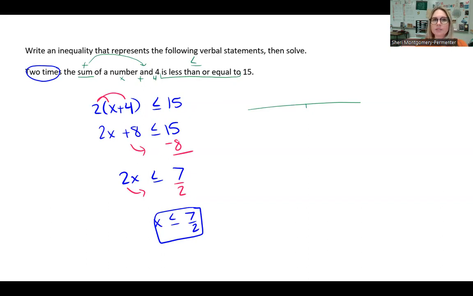So on my number line, what's the only number that I care about? 7/2. That's the only number that I care about. And I'm going to put a circle here. Do I shade it or not? Is it open or closed? Closed. I shade it because I've got the underline. And then I'm going to go to the left or to the right? To the left. So I'm going to shade to the left. That's it.